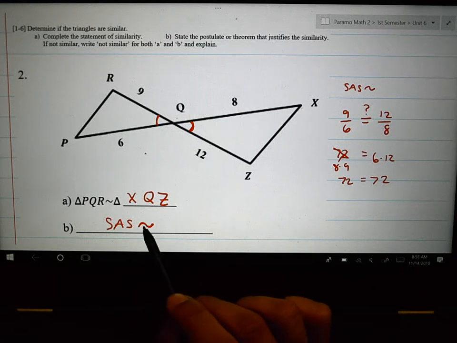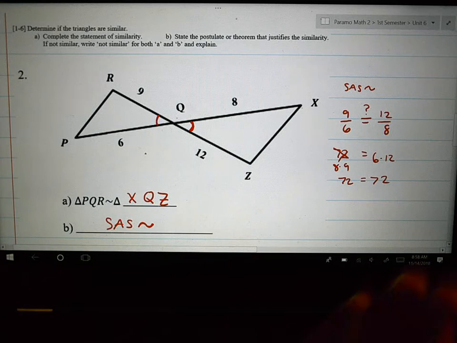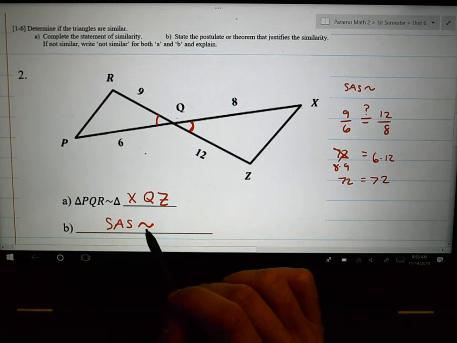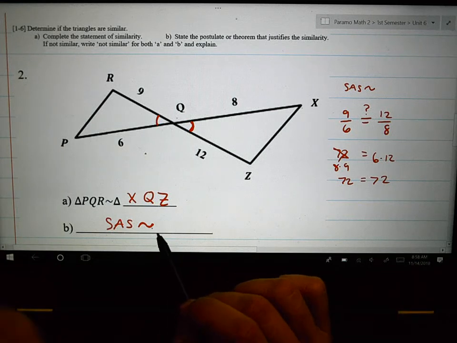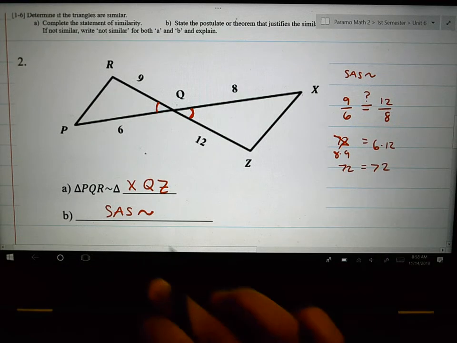The difference between what we did in chapter 3, where we said triangles were congruent, this is different. This is saying they're in proportion to each other. We have to have that symbol, otherwise it's not full credit. Otherwise that's not correct.